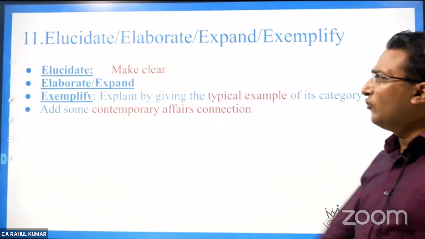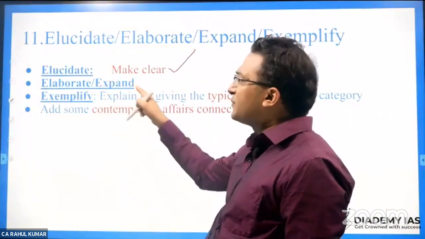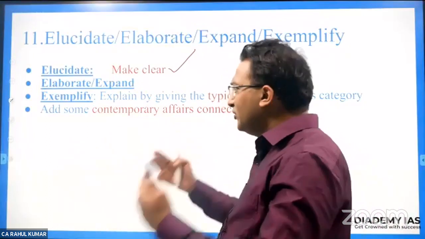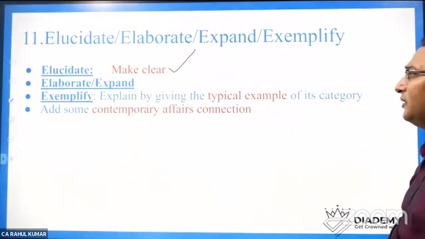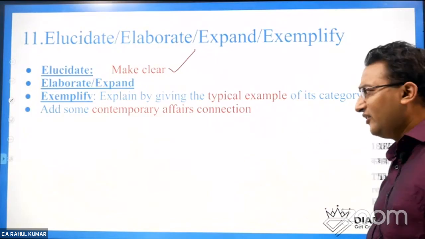Next is elucidate, elaborate, expand, or exemplify. So what is the meaning of elucidate? Means you have to make it clear. Elaborate, expand, you know, you have to broaden that topic, you have to give more detail. Exemplify means that you have to give an example, right? Here, as much as possible, try to give a current affairs example.